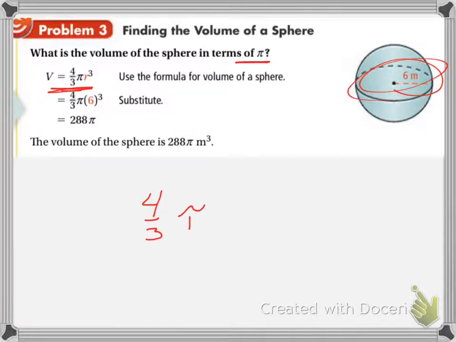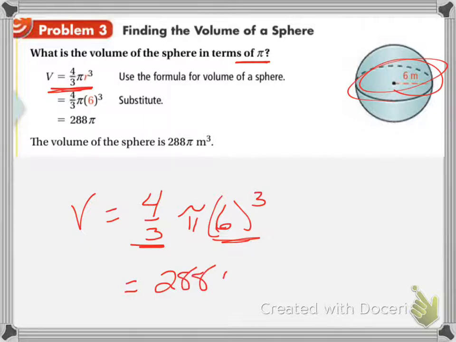4/3 pi r, which is 6, cubed. That's what my volume is going to equal. Just, again, straight punch 4/3 in, 6 cubed into your calculator. Don't hit the pi button. You'll end up with 288 pi.